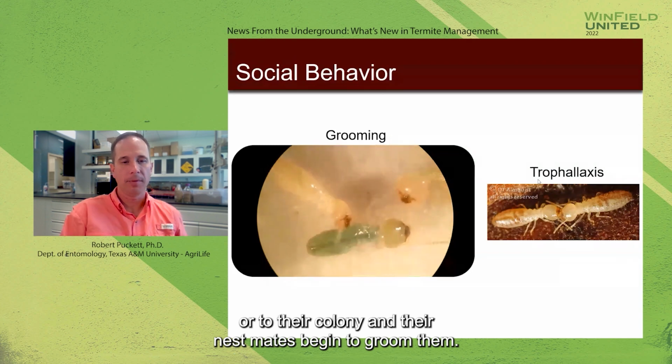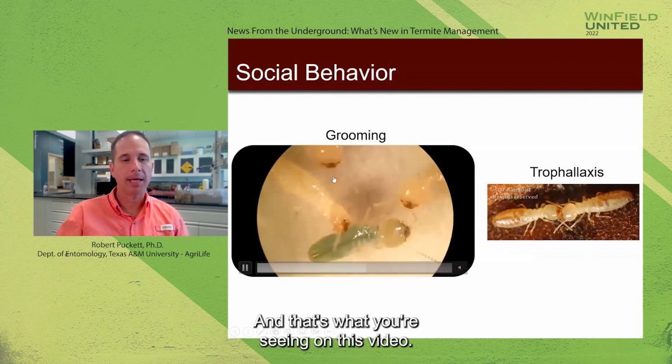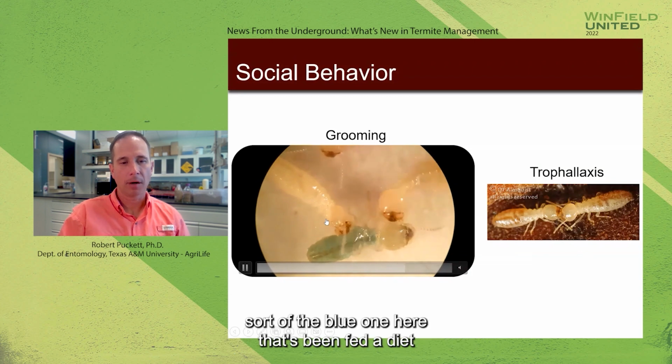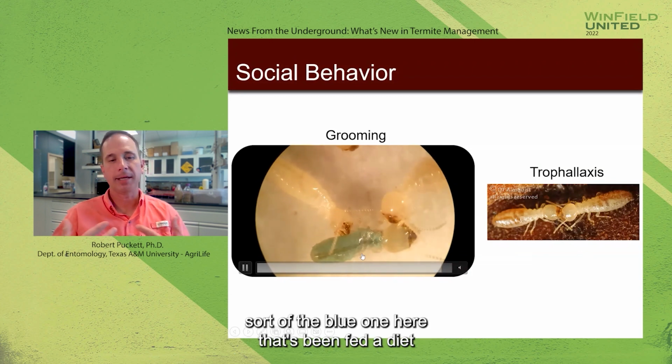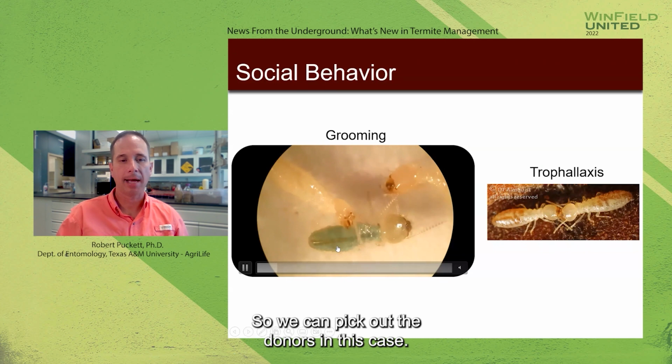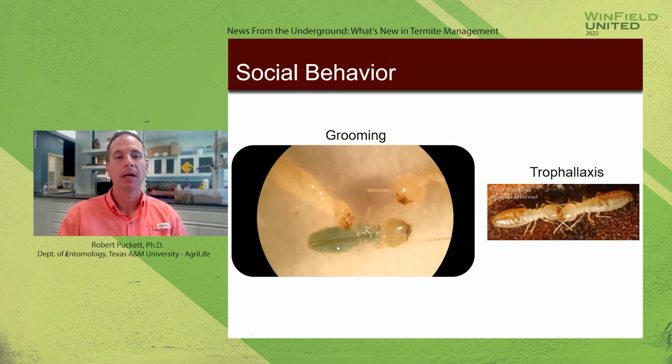So the next step is they return to their nest or to their colony, and their nest mates begin to groom them. And that's what you're seeing on this video. They're not eating this termite worker, the blue one here, that's been fed a diet that's been dyed with a blue dye, so we can pick out the donors in this case.